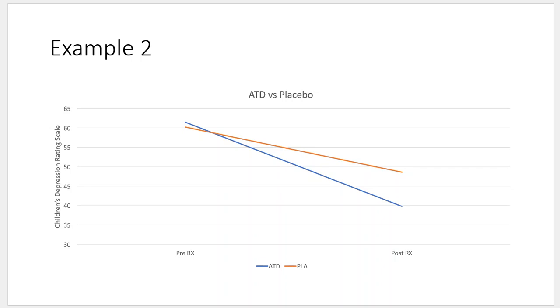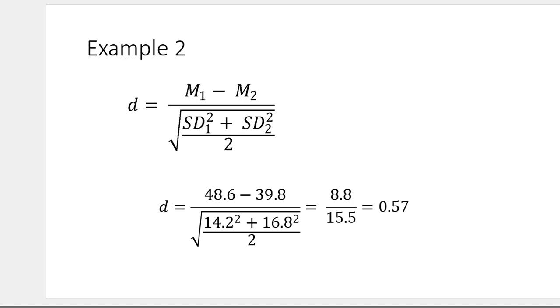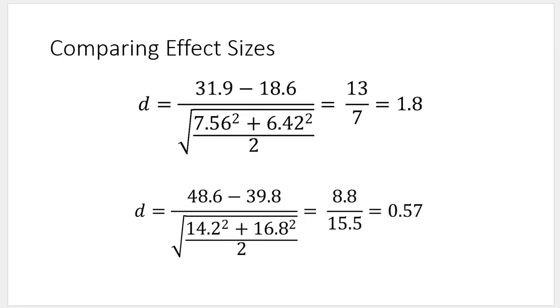So again, if we were actually to look at this graphically, we would see that the placebo group is improving a little bit, but the drug group is improving more. In fact, the slope of that line going down is greater in the blue group, the treatment group. So let's again do our calculation, plug in the numbers. We see that our effect size is only 0.57. And as we'll see, that's what we call a median effect size. All right, so there you are. There's comparing the effect size.